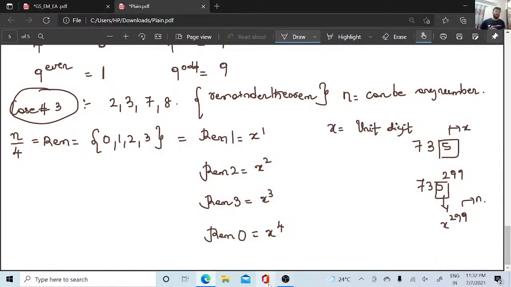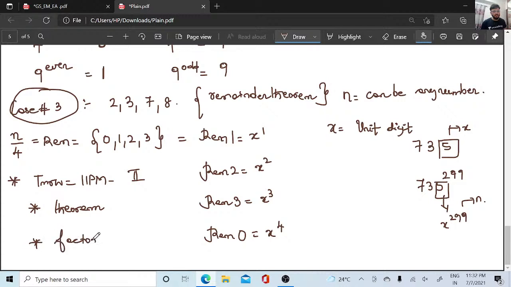So that's it from the class now, guys. Tomorrow we'll be moving forward with the number system part 2, where I'll be explaining the various theorems for you. We will meet again tomorrow at 11 p.m. In tomorrow's class we will discuss the remainder theorem and the cyclicity theorem, and also factorization, and HCF LCM if time permits.